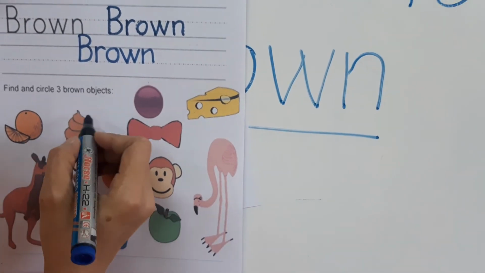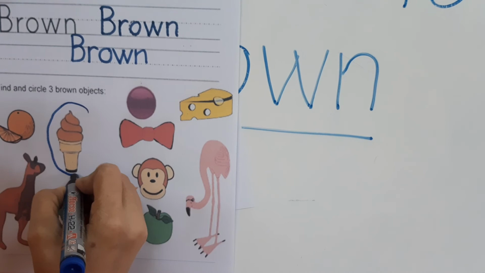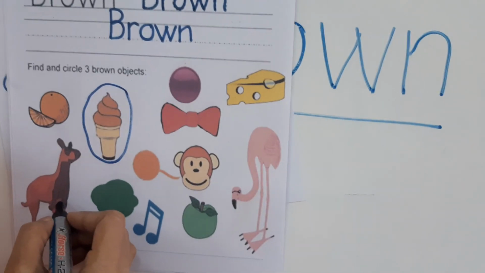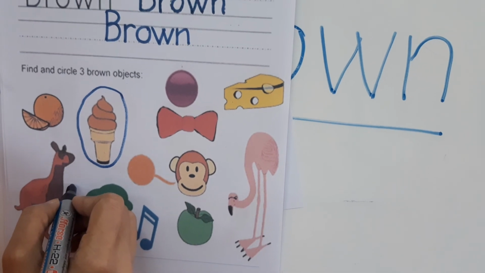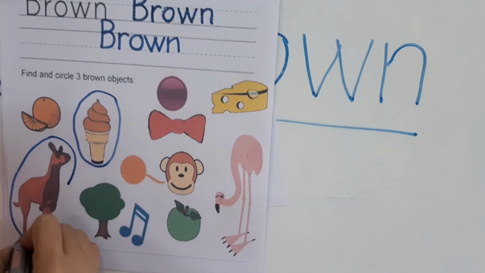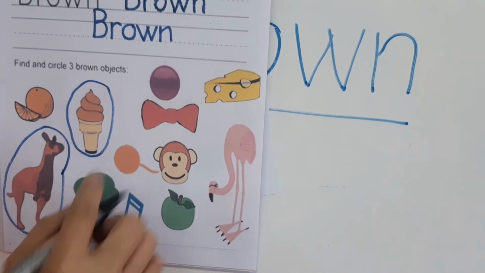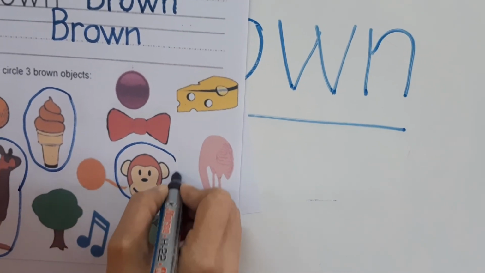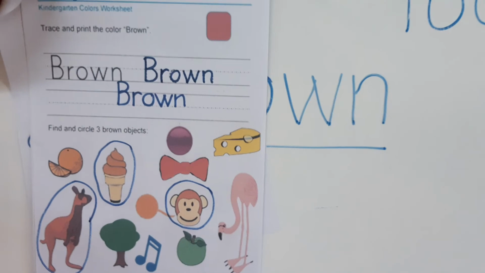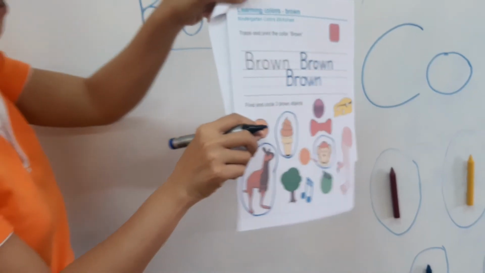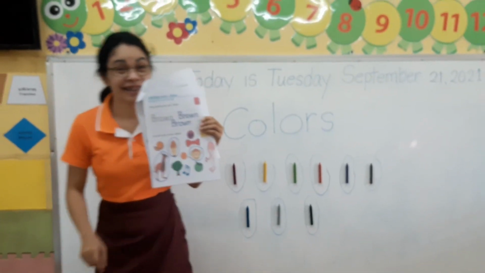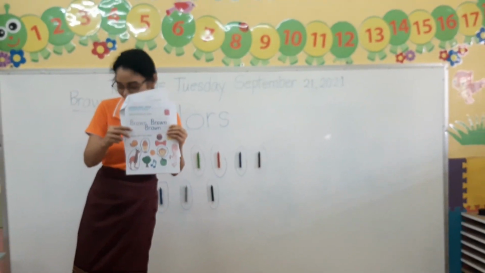Here, chocolate ice cream. Chocolate ice cream. This one. This is a kangaroo. So, this is color brown. Where's the other one? Here, the monkey. It's color brown. Yes? Okay, very good. Can you do like this, children? Okay.